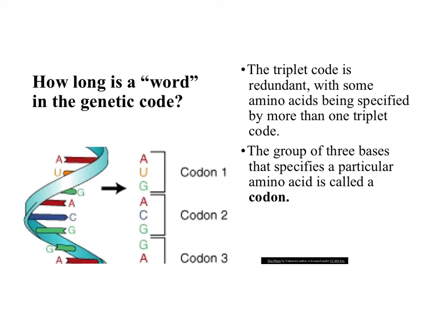And so 3 bases make up a word in our genetic code, but instead of calling it a word, we call it a codon. Okay. So words are now codons. Okay, so your body is going to read codons.